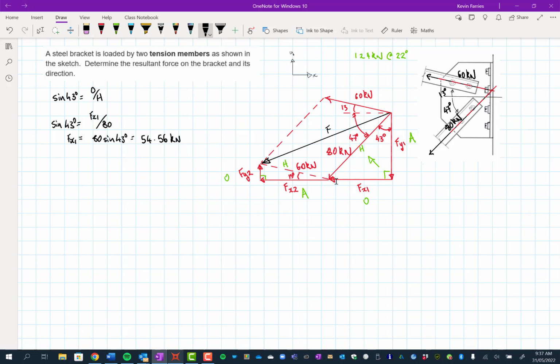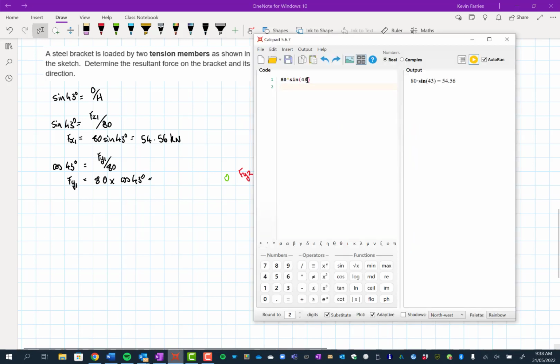So Fy now, we've got the hypotenuse still, and it's the adjacent, so we're using cos. Cos 43 degrees equals Fy1 over 80. So Fy1 is equal to 80 times cos 43 degrees. Back to our calculator. So 58.51.